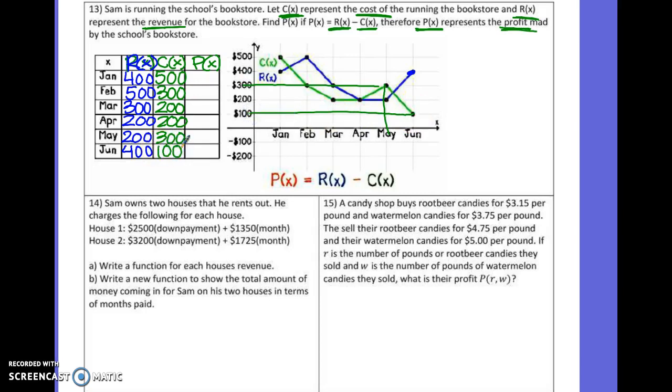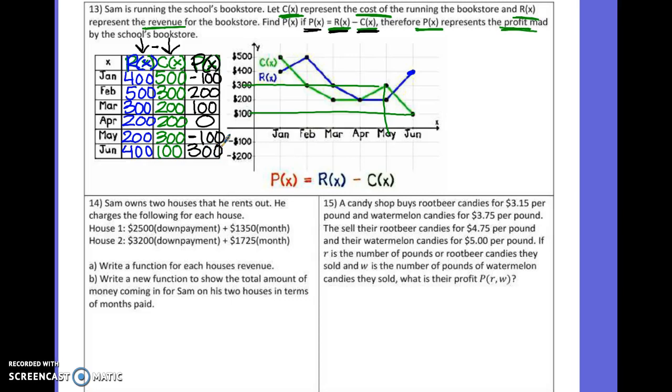Okay, so now we're going to do P of X. P of X, remember, says do R take away C. So I'm going to do this column subtract this column. So 400 take away 500 is negative 100. 500 take away 300 is 200. 300 take away 200 is 100. 200 take away 200 is 0. 200 take away 300 is negative 100. And 400 take away 100 is 300.